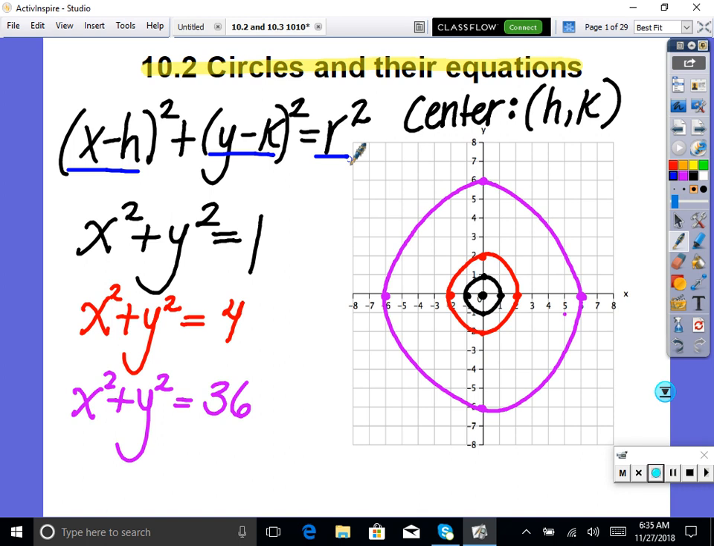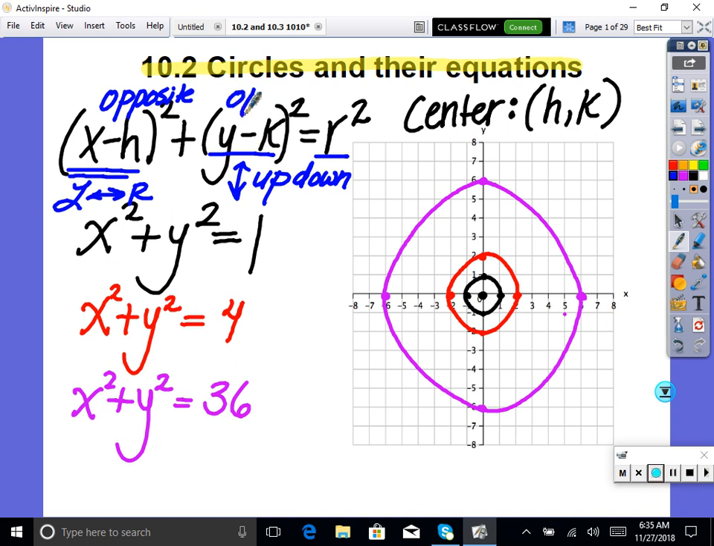Where, just like with all functions, this is our shift left and right, because x grouped in with x is shift left and right. Now, this is what's just a little different. This is our shift up and down, what's added with our y's. And because both of them are in parentheses, we do go opposite with both of them. So usually with the shift up and down, we don't go opposite, but since it's grouped with y in parentheses, this time we do go opposite.